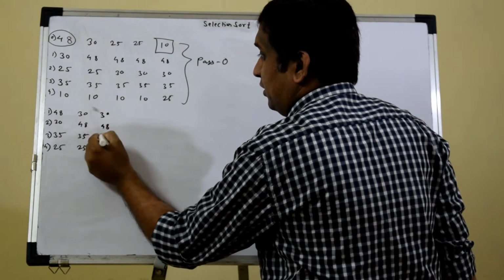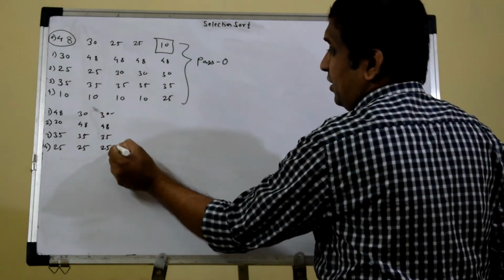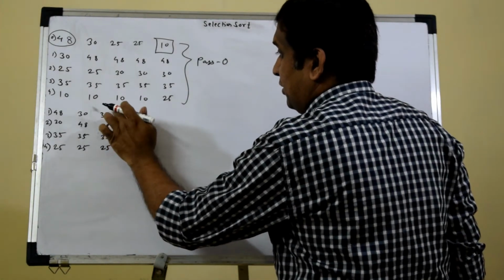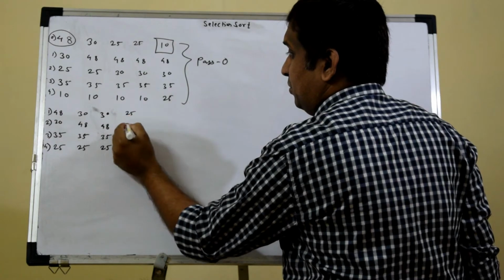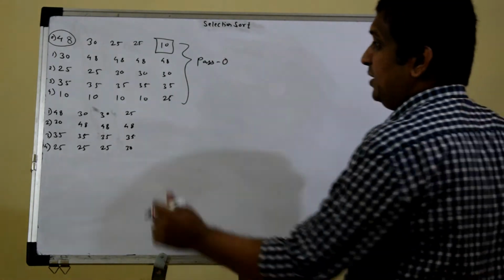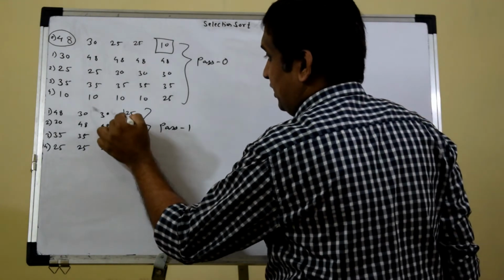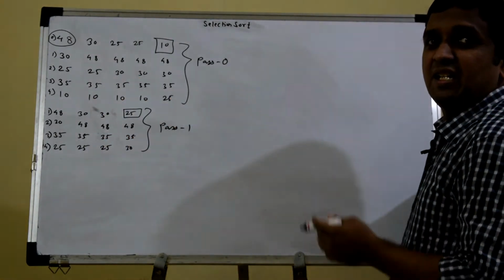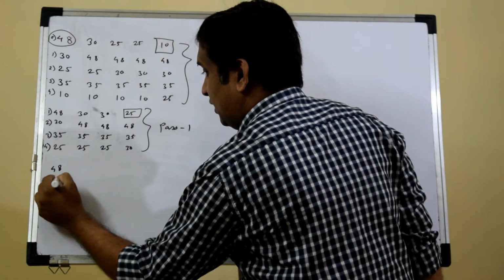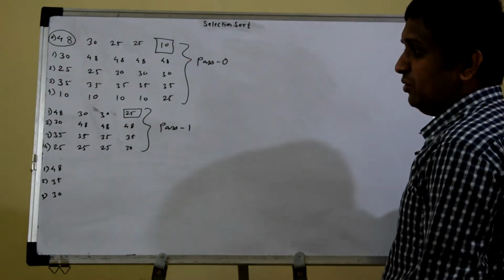30, 48, 35, 25. Next comparison will be between 30 and 25. So 30 is greater than 25, so there will be swapping. So 25, 48, 35 and 30. This will be the end of pass 1. At the end of pass 1, this 25 is again the minimum, at the beginning of the array. The rest of the elements, which are 48, 35, 30, will go as an input to the next pass.